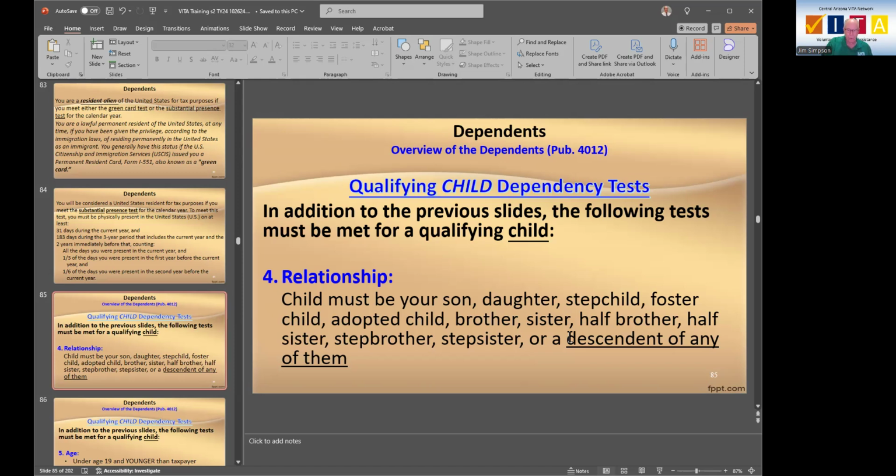Be careful of the rules under tax laws. They have different definitions under different places for these things. So in this case, you want to turn to page C3, where it says test to be a qualifying child, and it lists all of these things right here.